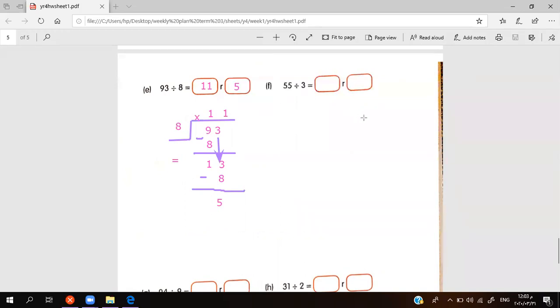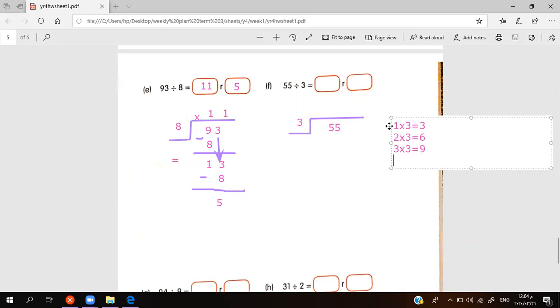What about number F? Okay. I made this step, and inside I wrote 55. And outside I wrote a 3. It's timetable 3. 1 times 3 equals 3. 2 times 3 equals 6. 3 times 3 gives me 9.